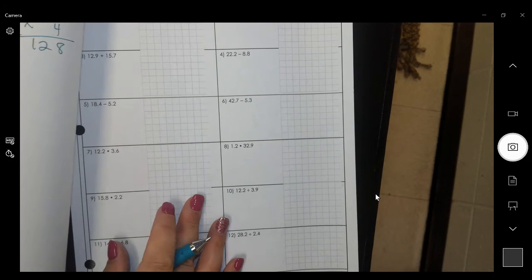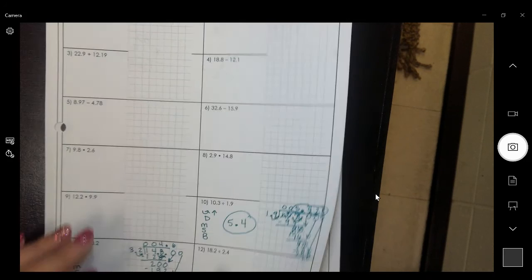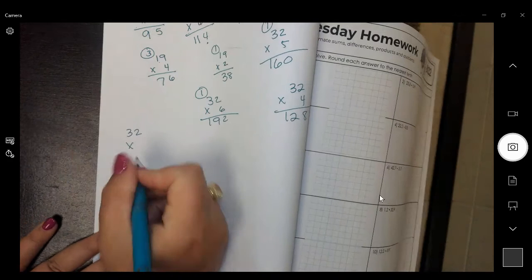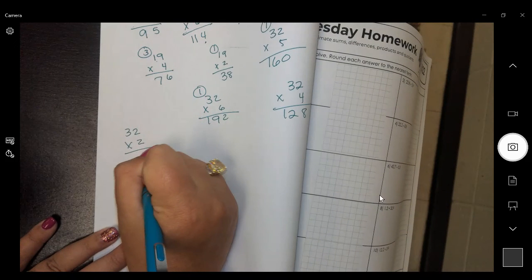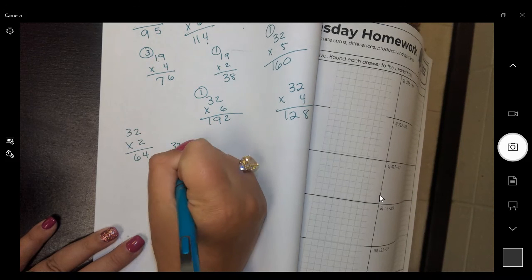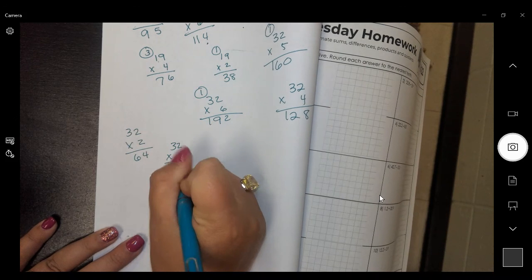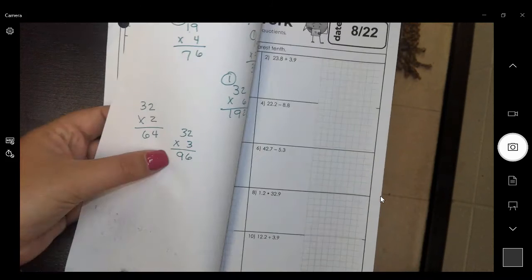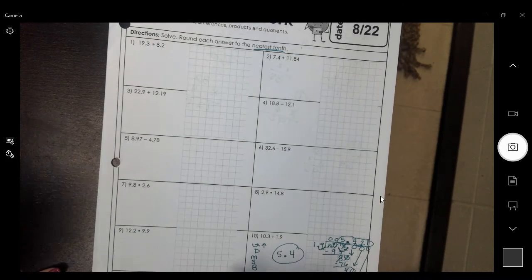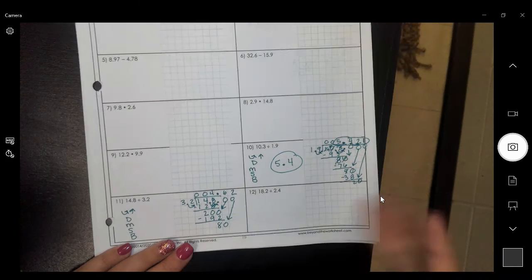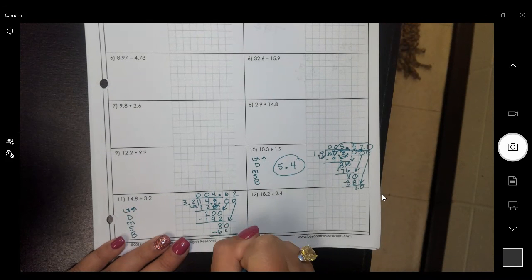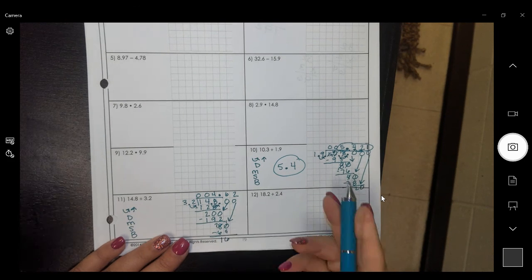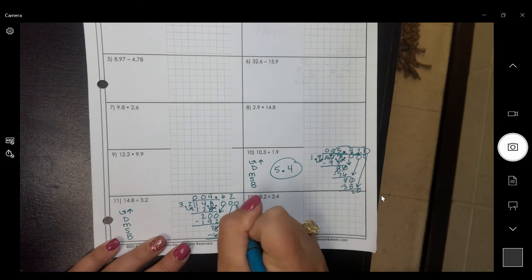If we look back, if we double 32, 32 times 2, we're going to get 64. If I do 32 times 3, I'm going to get 96. And because I'm looking for 80, 3 is too big because of 96, so I'm going to use 2, which gave me 64. When I subtract, that's going to give me 16. When I add my 0 to bring down.